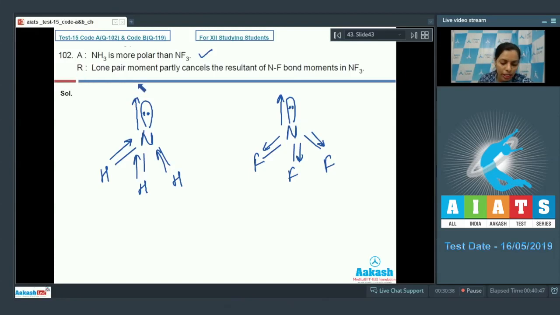But what about the reason that's given here? Lone pair moment partially cancels the resultant of NF bond moments in NF3. Yes, very true, because in this case you can clearly see this is the lone pair moment, and that partially cancels the resultant of NF bond moments, and that's why this reason is correctly explaining the assertion also. It is correct as well as it is explaining the assertion. So option that we'll choose here is option 1.